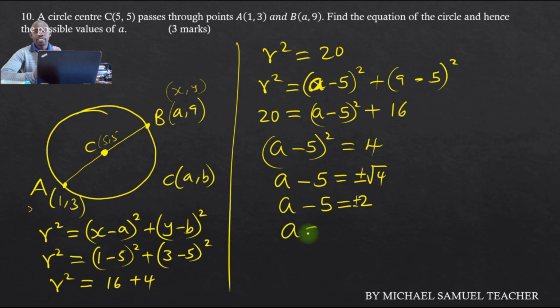So either A is equal to 5 plus or minus 2, i.e. A is equal to 7 (5 plus 2) or 5 minus 2, which is 3. So those are the possible values of A, and that's how it was solved.